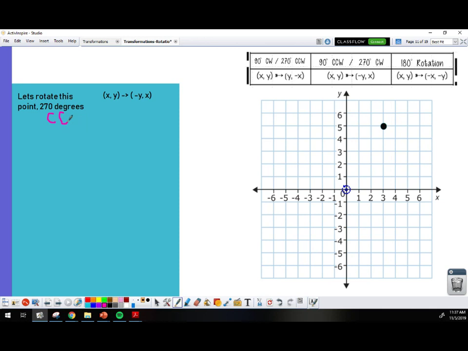So that rule is opposite y, x. Our original point was 3, 5. So think about what is my new point going to be if it's opposite y, x. You should have had -5, 3. And if I rotate this 270 degrees counterclockwise, that brings me all the way up here, over here, and we are at -5, 3, exactly where we should be.